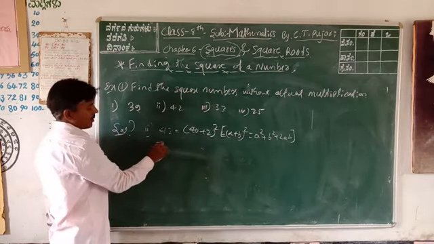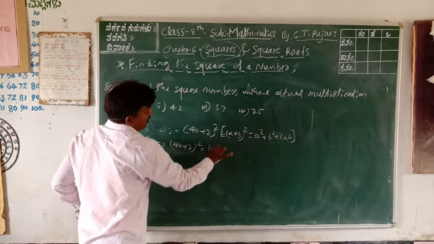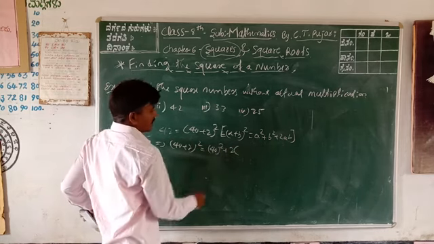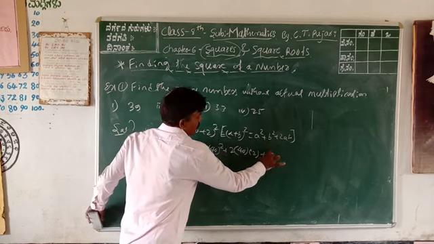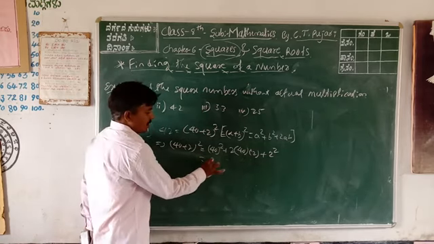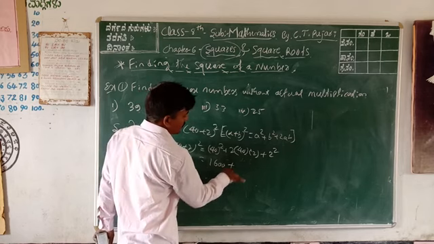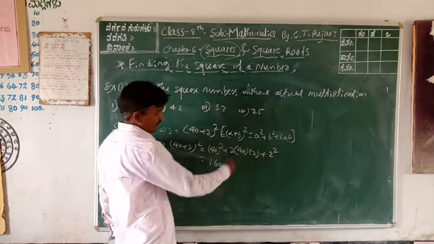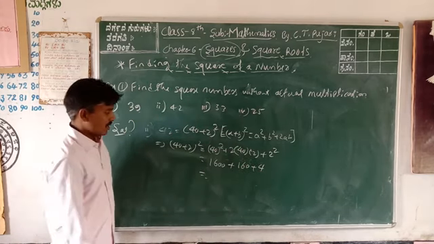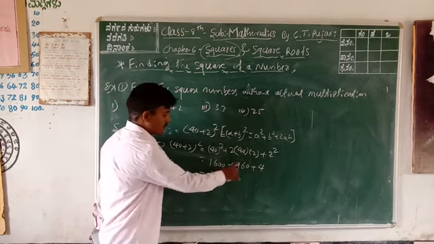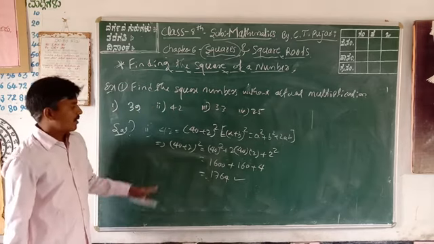Got it? Our formula is: 40 plus 2 whole square is equal to 40 square plus 2 into 40 into 2 plus 2 square. Therefore, 40 square is 1600, plus 2 into 40 into 2 is 160, plus 4. Adding these, 1600 plus 160 is 1760, plus 4 is 1764. This is the square of 42.